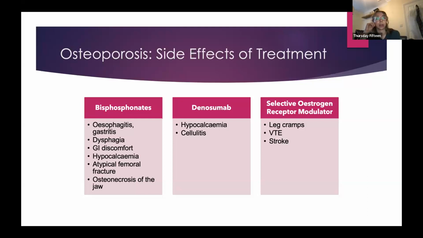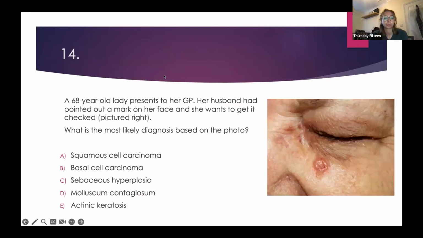So that's why when people are going to be started on a bisphosphonate, it's important to do a bit of a dental exam first. Denosumab is a different drug that can also cause hypocalcemia and can put people at increased risk of getting cellulitis. And then the selective estrogen receptor modulators can cause leg cramps, VTE, and increase your risk of stroke. Cool, we're getting there.